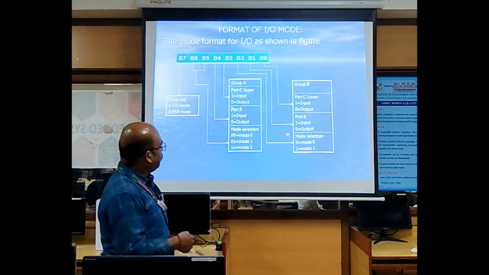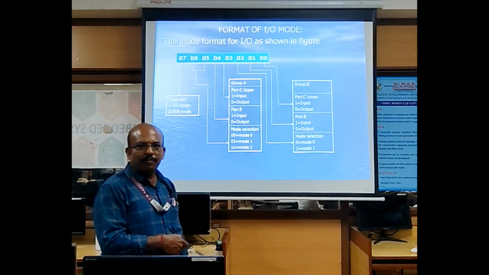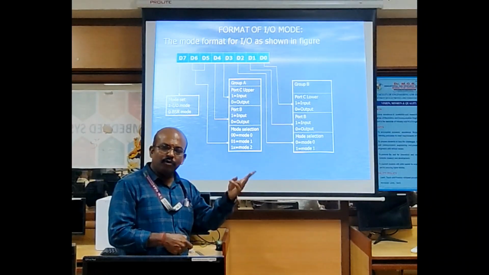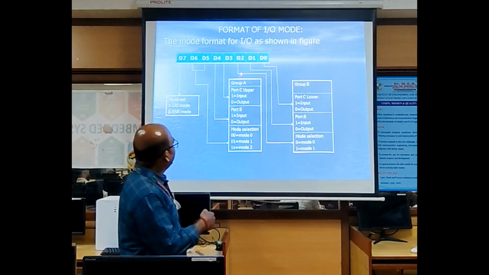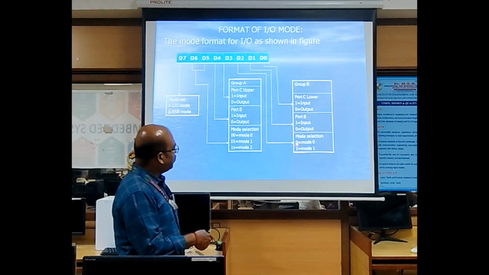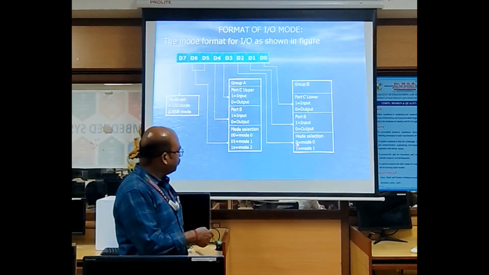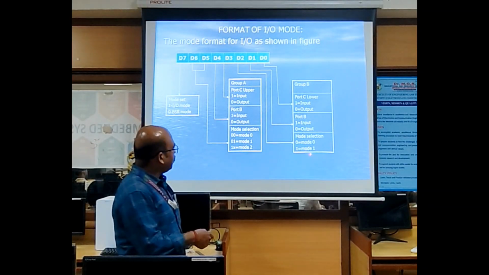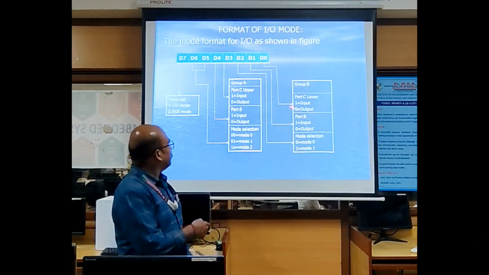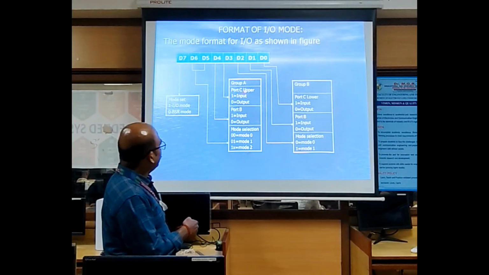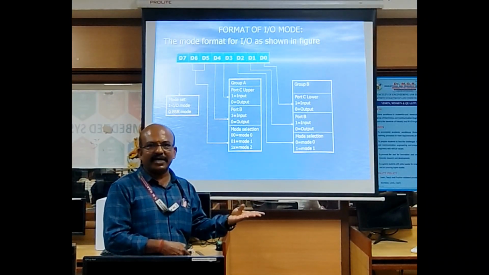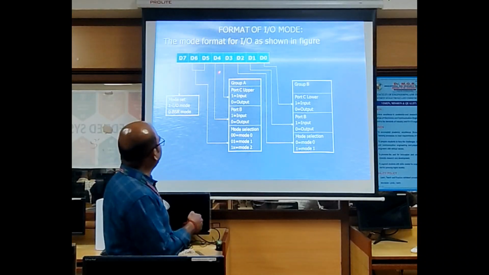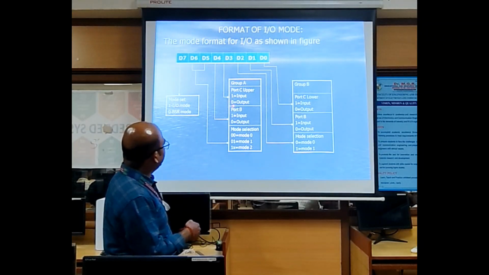Next D2, port B mode selection. So port B acts as either mode 0 or mode 1. What mode we can choose will be decided by D2. D2 0 means port B operates in mode 0. D2 1 means port B operates in mode 1. So like that D3, port C upper, there are 4 pins in port C upper. What type of device can we connect, input or output? That depends upon your D3. D3 0 means output device, 1 means input device.